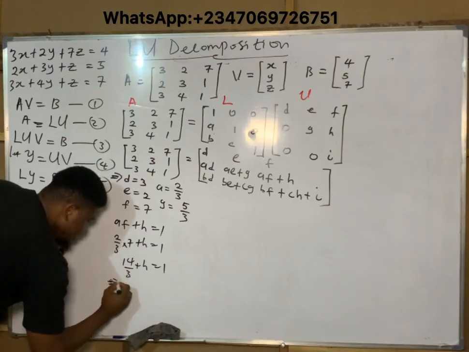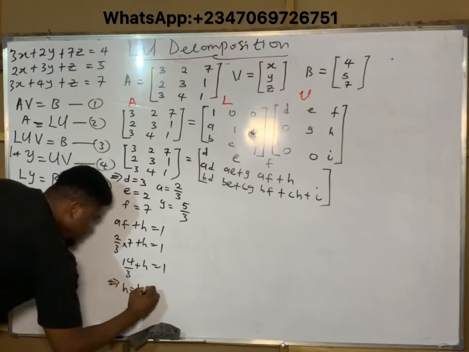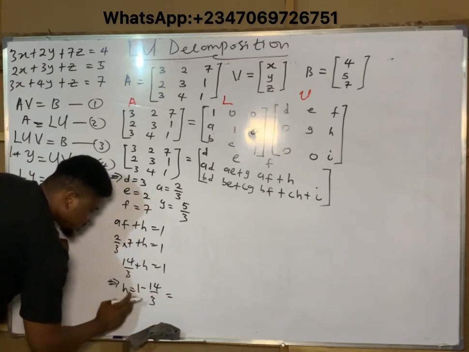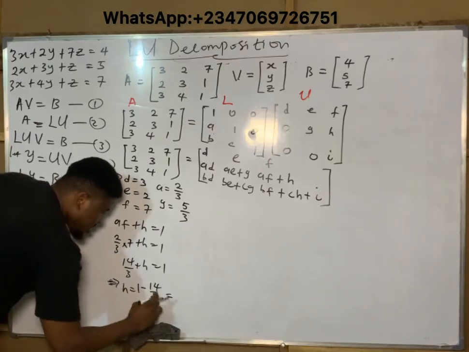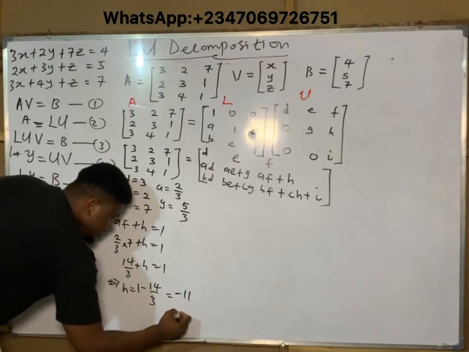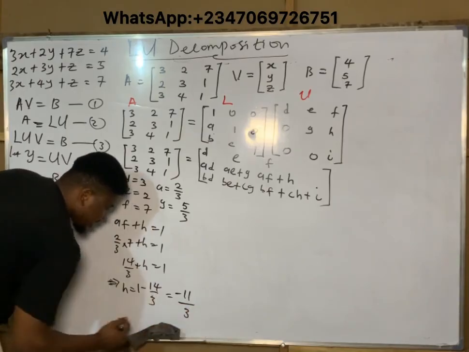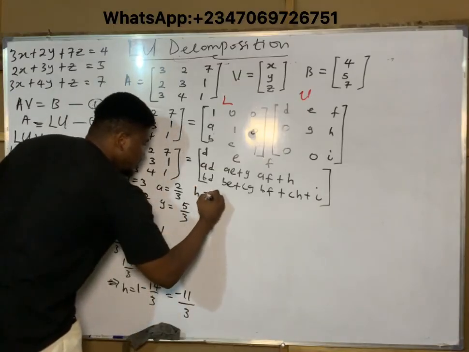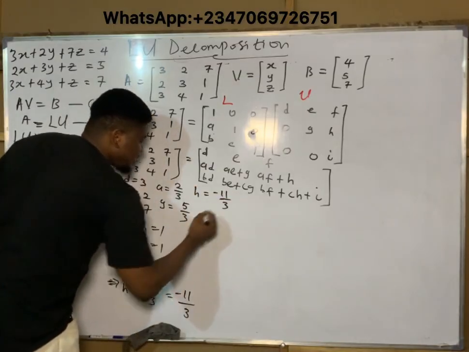This simply implies that H becomes 1 minus 14 over 3. And this is going to be equal to, so 3 times 1 is 3. 3 minus 14 is minus 11 all over 3. So it means H is negative 11 over 3. H equals minus 11 all over 3.